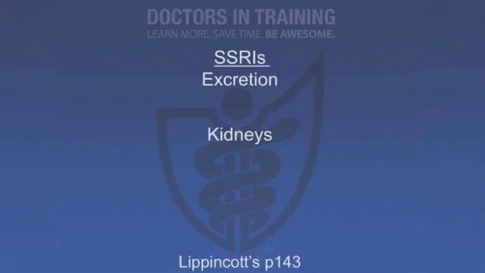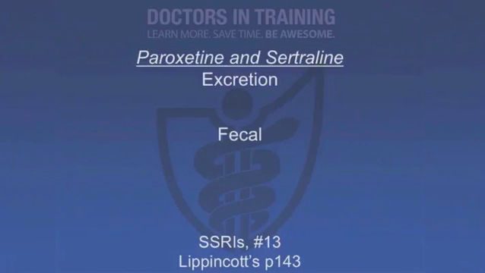Excretion of SSRIs is primarily through the kidneys, except for paroxetine and sertraline, which undergo fecal excretion. Dosages of all these drugs should be adjusted downward in patients with hepatic impairment.